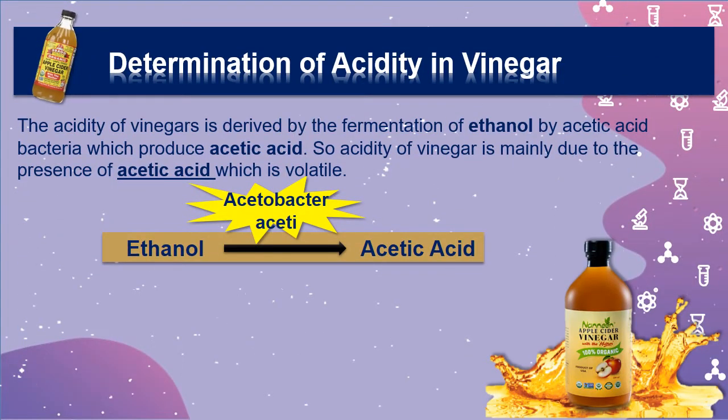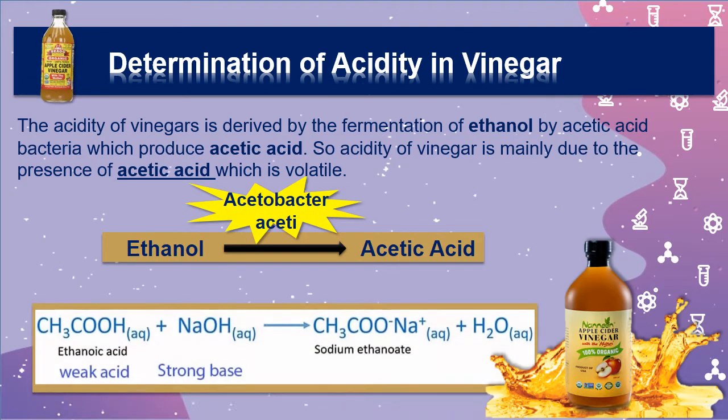So next is determination of acidity in vinegar. So acidity in vinegar is mainly due to the acetic acid, which is derived by the fermentation of ethanol by acetic acid bacteria. So we can neutralize this acetic acid by titrating it with a strong base.